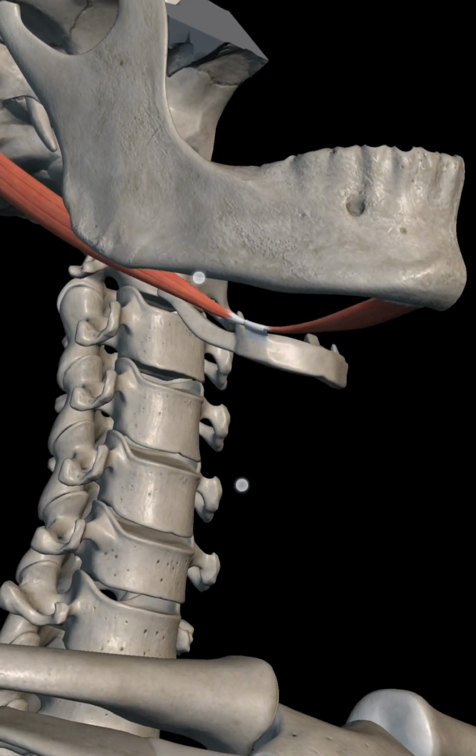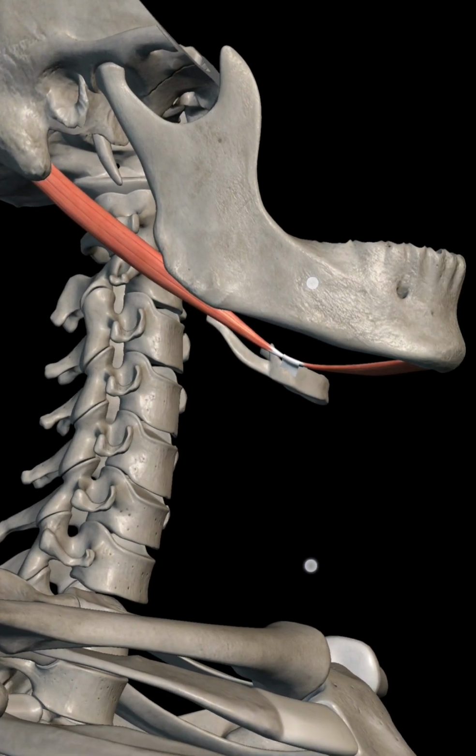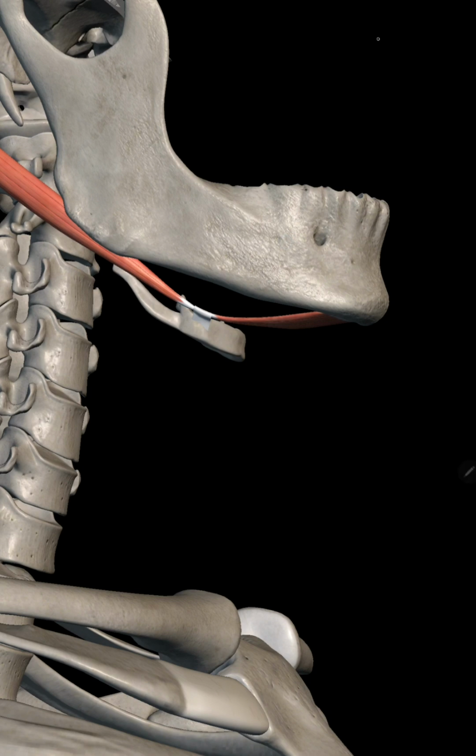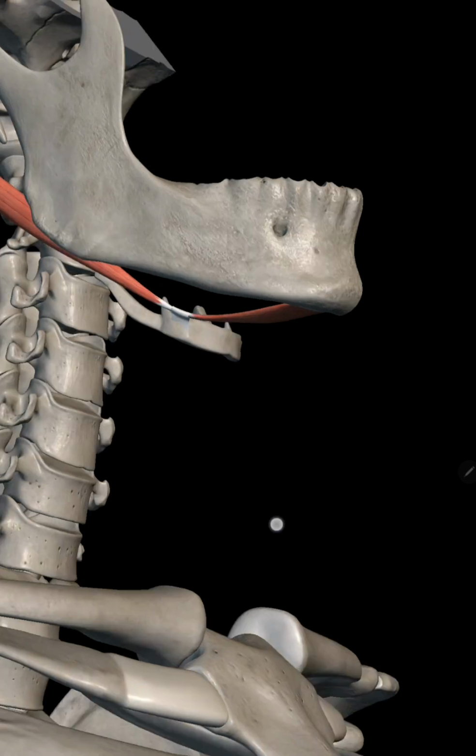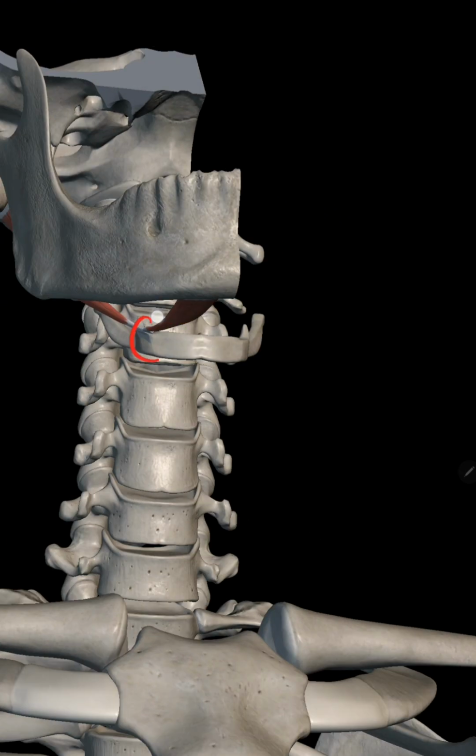Then both of these are inserted into the fibrous loop. You can see here the fibrous loop. Together they are meeting at the fibrous loop, and this fibrous loop or pulley is attached to the hyoid bone here. So you can see this, the attachment is on the hyoid bone.